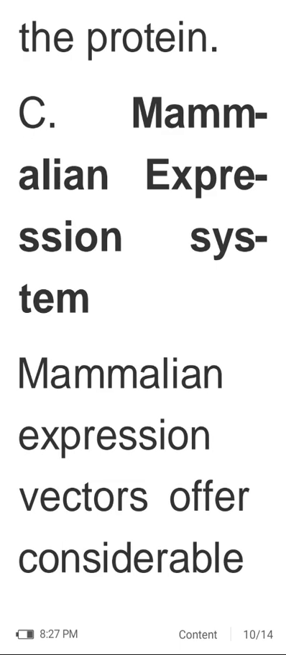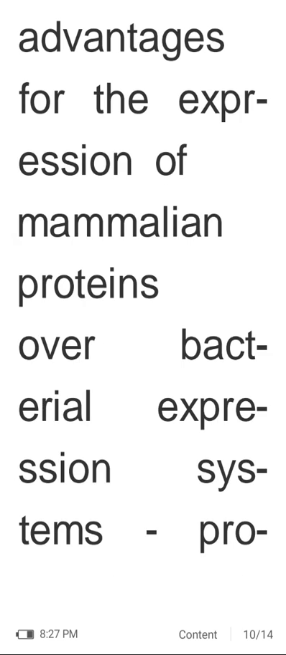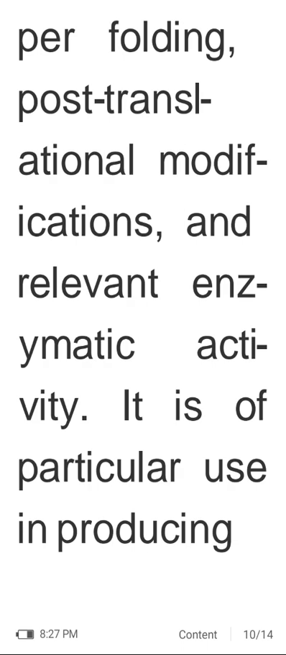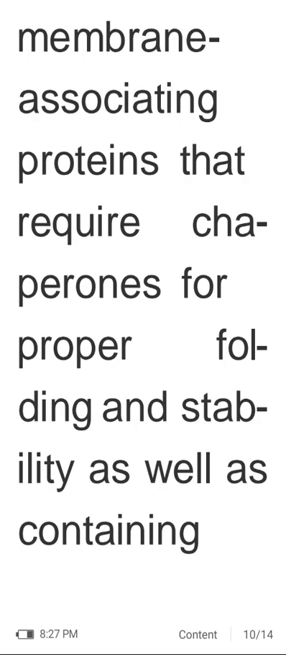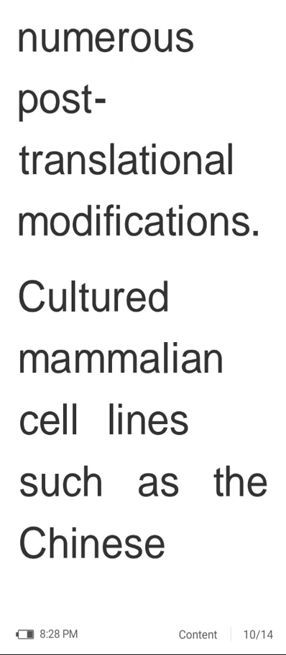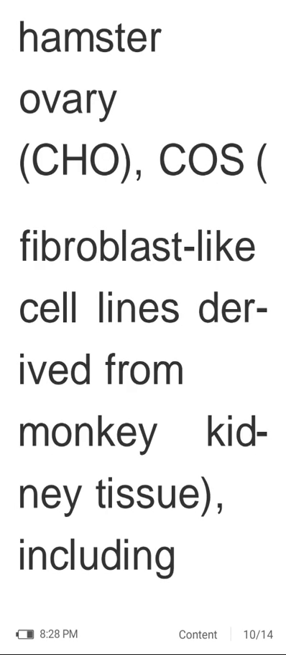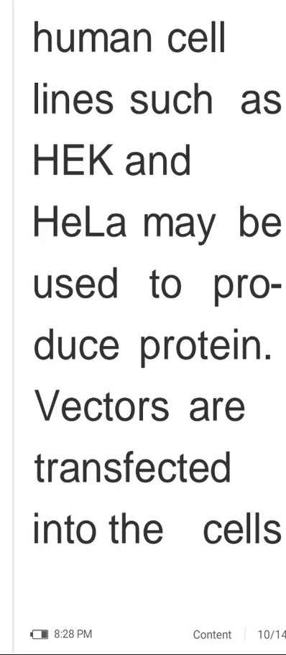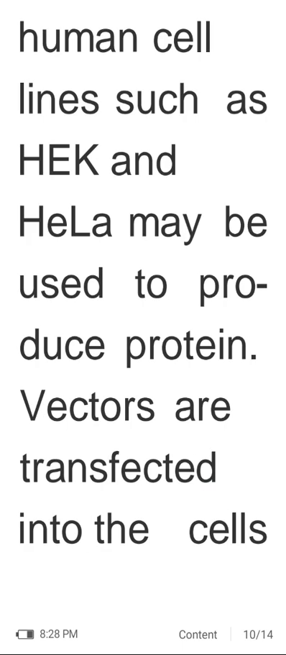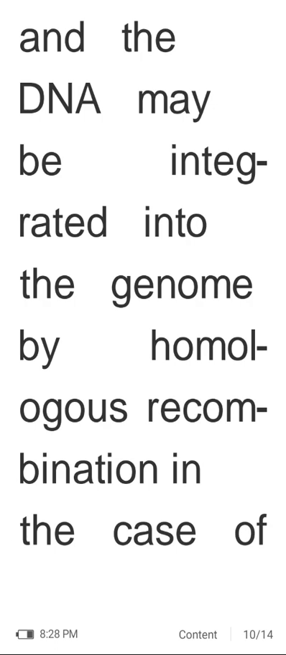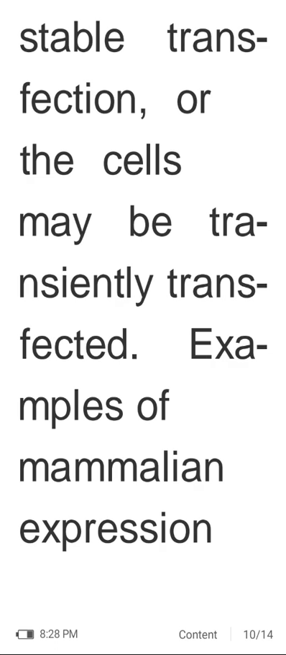In the mammalian expression system, mammalian expression vectors often offer considerable advantages for the expression of mammalian proteins over bacterial expression systems, such as proper folding, post-translational modifications and relevant enzymatic activity. It is of particular use in producing membrane-associated proteins that require chaperones for proper folding and stability, as well as containing numerous post-translational modifications. Cultured mammalian cell lines such as Chinese hamster ovary, COS, which are fibroblast-like cell lines derived from monkey kidney tissue, and human cell lines such as HEK and HeLa may be used to produce protein. HeLa cells we know. Vectors are transfected into the cells and the DNA may be integrated into the genome by homologous recombination in the case of stable transfection, or the cells may be transiently transfected.